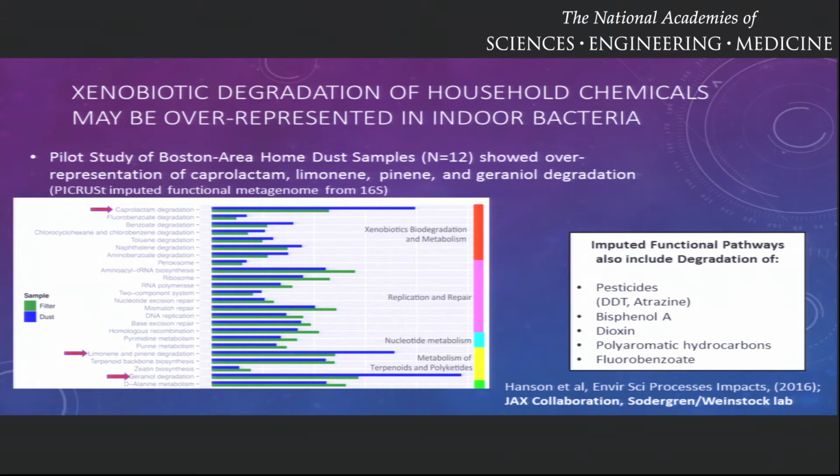So caprolactam is a nylon precursor, okay? Limonene and pinene and geraniol are additives to household cleaning products. So it was sort of cool that these indoor microbes seem to have more of a potential for metabolizing these types of chemicals. And it gives us an indication of the types of chemicals we may want to measure potentially if we're going to assess chemical exposures in house dust. I should also note that the imputed functional pathways in the house dust 16S microbes included degradation of pesticides, bisphenol A, dioxin, and polycyclic aromatic hydrocarbons as well.